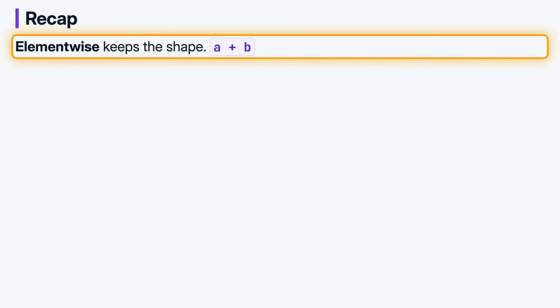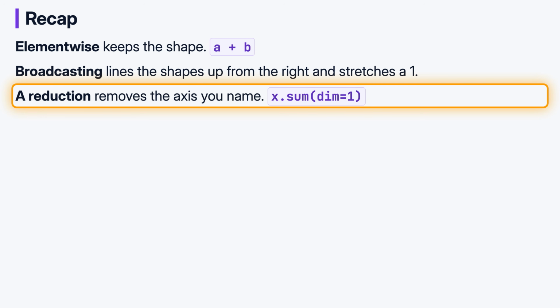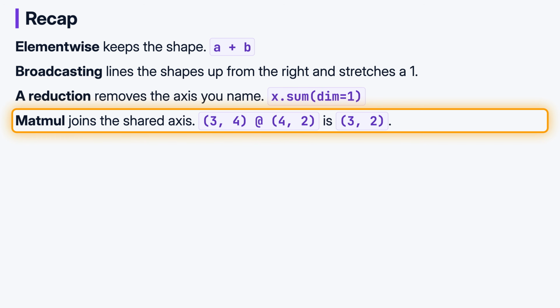Let's recap the 4 rules. Elementwise keeps the shape, A plus B cell by cell. Broadcasting lines the shapes up from the right and stretches a 1. A reduction removes the axis you name. X dot sum, dim equals 1. And Matmul joins the shared axis. 3 by 4, Matmul 4 by 2 is 3 by 2.